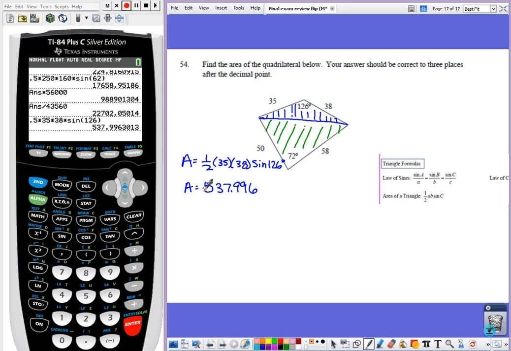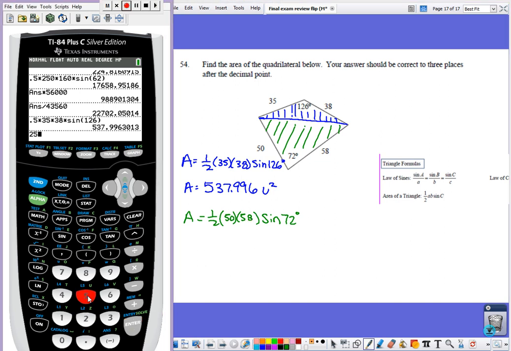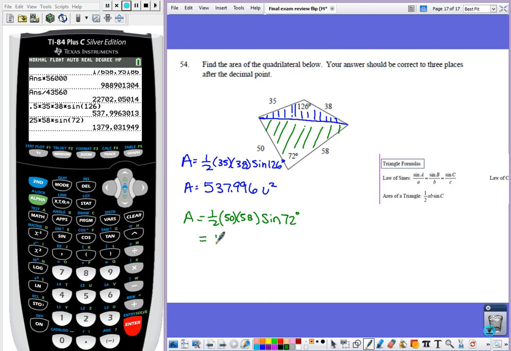It doesn't give us units, so I'm just going to say square units. And then the area of our green, again, the included angle here is 72, so we're going to say sine of 72 degrees. And we have 1/2 of 50 times 58 is the area. So half of 50 is just 25, so 25 times 58 times sine of 72 is 1379.031, but really it should be a 2, right?